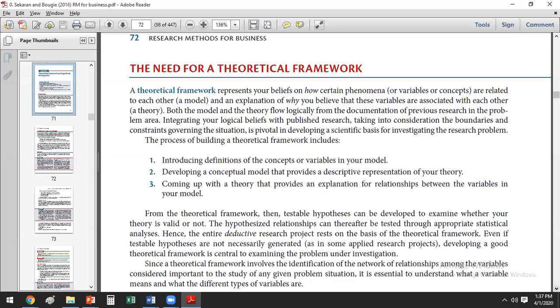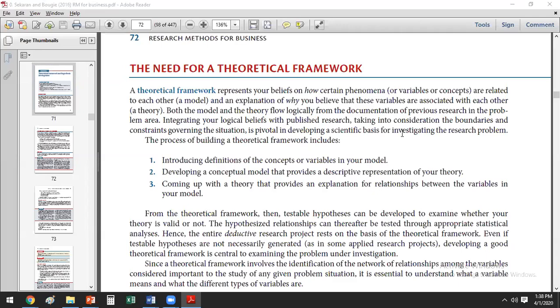Acha ji. So the process of building a theoretical framework includes 3 points: introducing definition. This definition is also called descriptive definitions. This first point is also called descriptive definitions. Descriptive definition is defining the variables, defining the concepts which you will be using to solve your problem. So the descriptive definitions you define in the theoretical framework. So there are a few questions. Let me take them. No, there is no question.